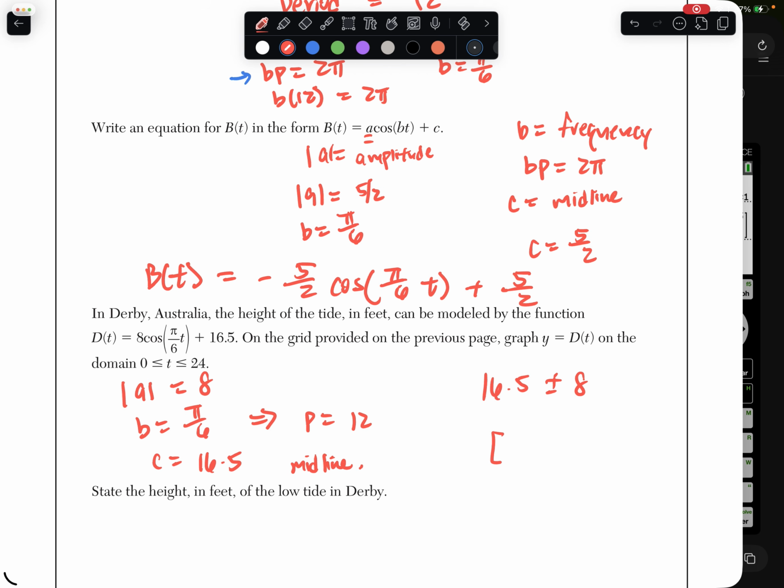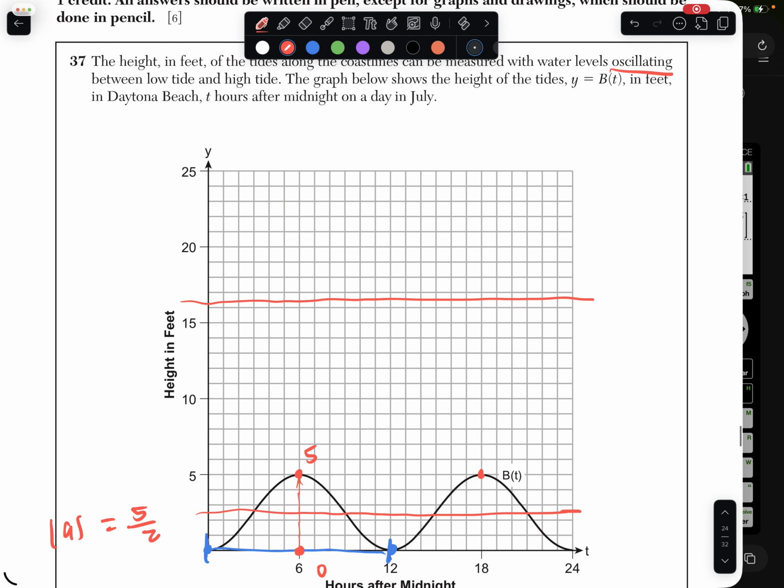So my range is plus or minus 8. I'm going to do minus first. It's going to go from 8.5 to 24.5. My function is going to start at the top because I have a positive 8. So I'm going to start from 24.5, which is right here, and then jump down to the midline.